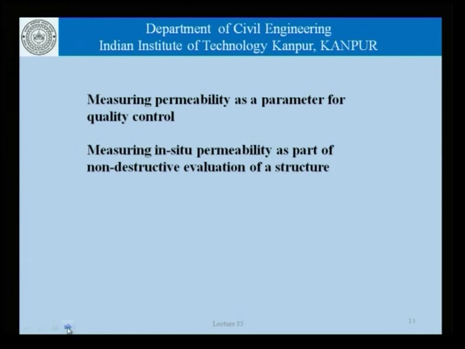We can talk of measurement of permeability as a parameter for quality control. That is what we talked about just now when we said that permeability can be used as an independent criterion for establishing and characterizing concrete mixes, or there can be a situation where we are talking about measuring in situ permeability as part of non-destructive testing and evaluation of a structure, in addition to normal tests which give us results in terms of compressive strength, ultrasonic pulse velocity, cracking and so on.